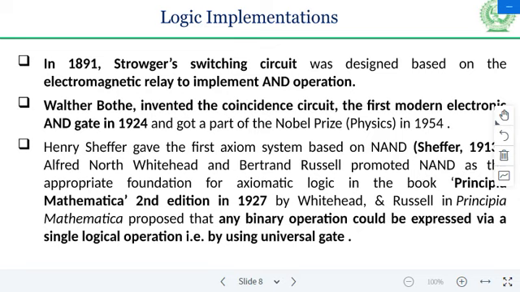So Henry Sheffer gave the first axiom system based on the NAND. Alfred North Whitehead and Bertrand Russell promoted the NAND as the appropriate foundation for axiomatic logic in the book Principia Mathematica, in the second edition in 1927. And this is a very important book. So in 1927, Whitehead and Russell proposed that any binary gate or any binary operation could be expressed via a single logic operation, that is by using the universal gate.